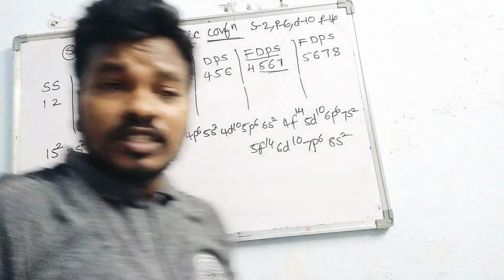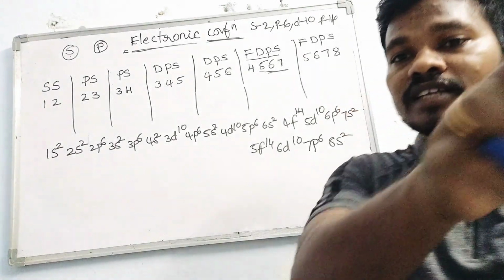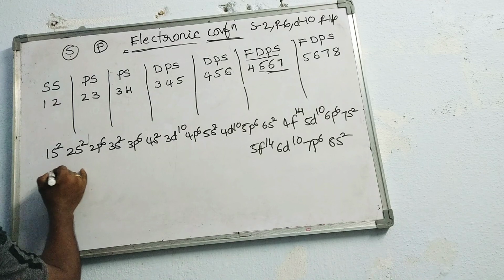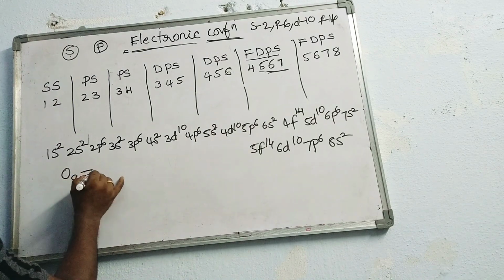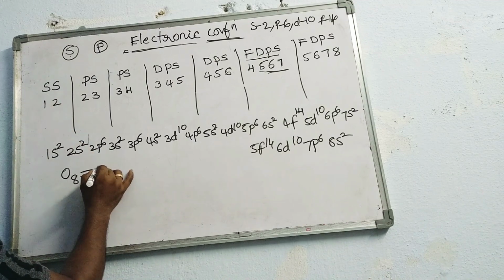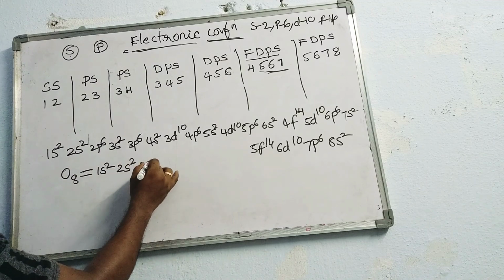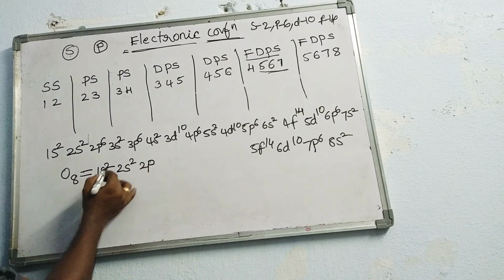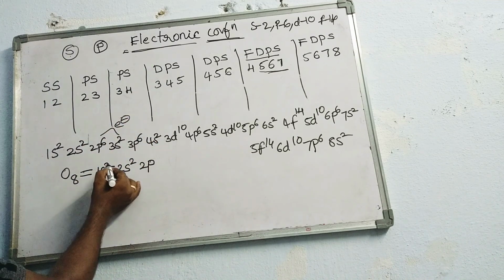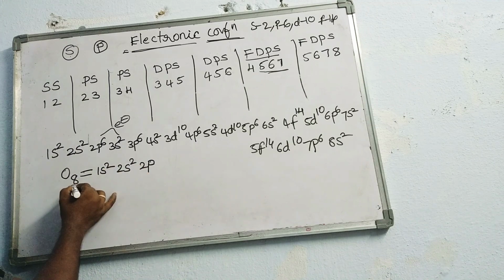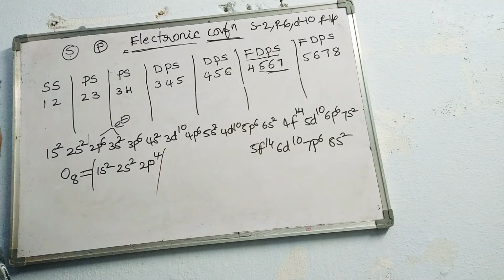By using this you can write the electronic configuration of different elements. For example, I am writing the electronic configuration of oxygen. Oxygen has 8 electrons. So we write 1s2 2s2 2p. The numbers above indicate the number of electrons. 2 plus 2 is 4. How many electrons are left? 4 electrons are left. So you can write 1s2 2s2 2p4.